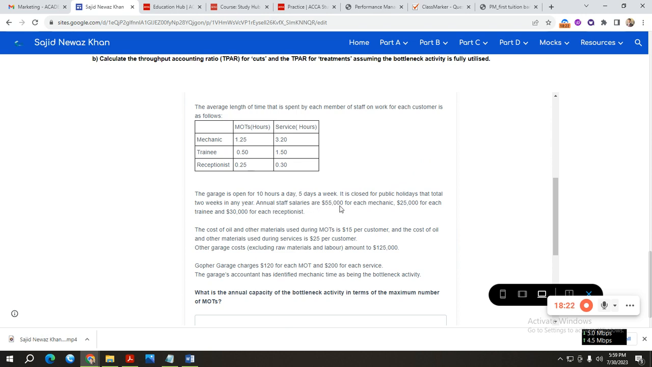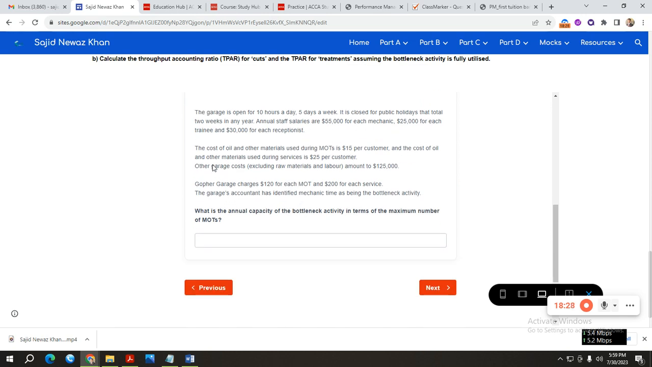Annual staff salaries are 55,000 for each mechanic, 25,000 for each trainee, and 30,000 for each receptionist. Okay. The cost of oil and other materials used during MOT is $15 per customer, and the cost of oil and other material used during services is $25 per customer. Other garage costs amount to $125,000. Gopher Garage charges $120 for MOT and $200 for each service. The garage's accountant has identified mechanic time as the bottleneck. So bottleneck is my mechanic time.